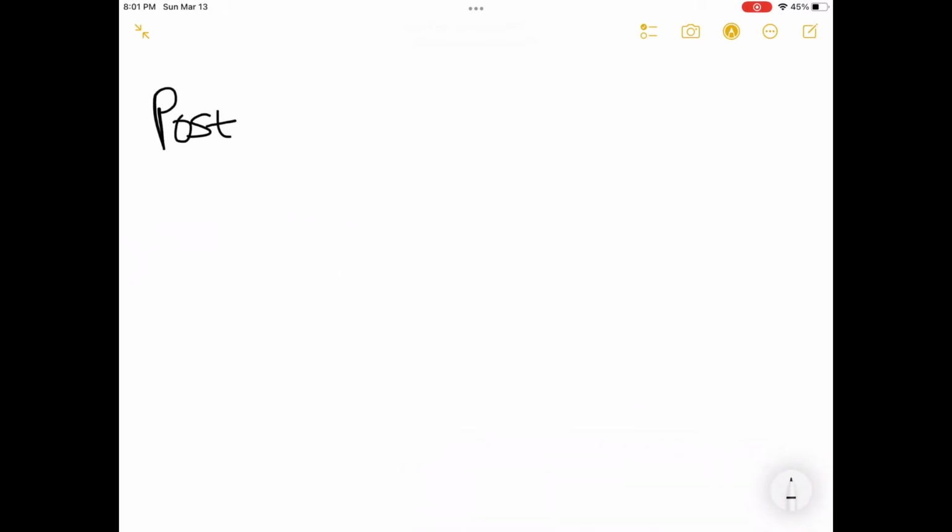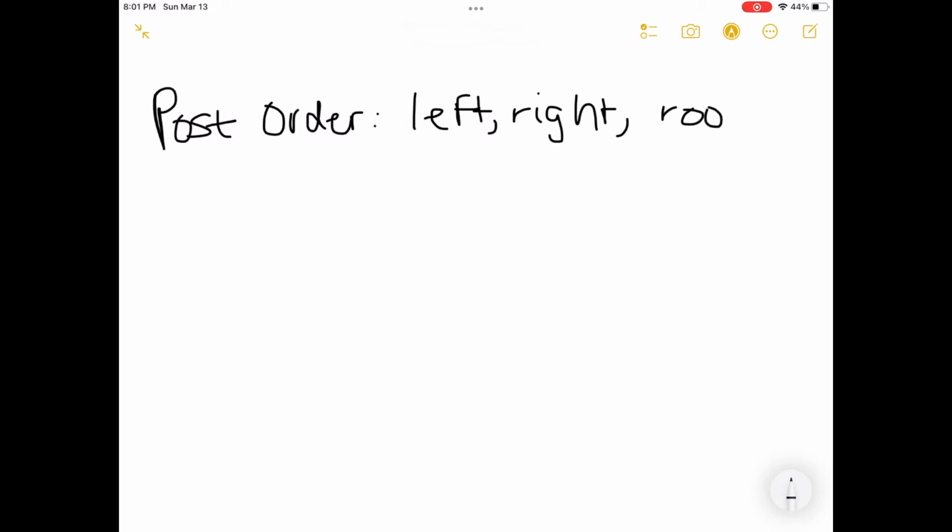So the post order is just the same thing, except, in our pre-order we had root, left, right. In order, we had left, root, right. And here we have left, right, and then the root. So we do the root last. That's why it's called the post order, the end, right? And so if we go over that again, so something like this.